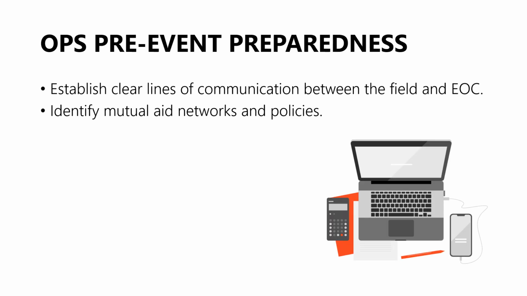Some of the things that we can do pre-event to prepare for an incident is establishing clear lines of communication between the field and the EOC. What methods are we going to utilize to communicate with the field? What channels and frequencies are they going to be using? And can we pre-create any communication plans? In addition, what mutual aid is out there? Has this been pre-identified? What's the process to request mutual aid? These are all things we can do before an event to ensure that we're prepared and can quickly respond to an incident.